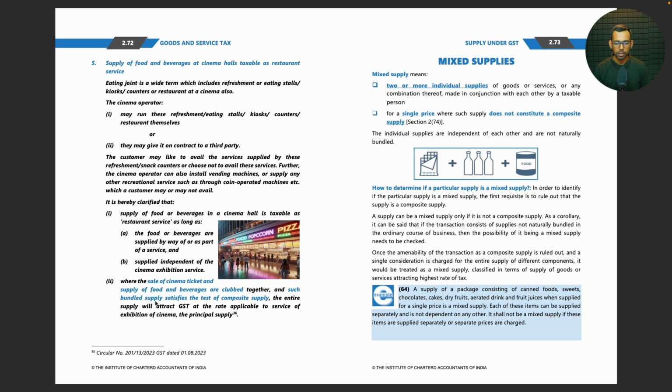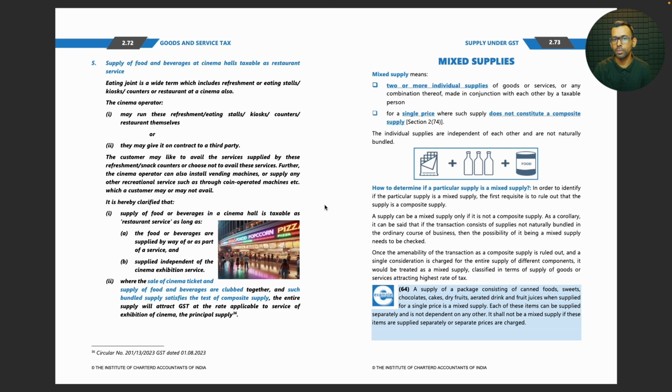And such bundled supply satisfies the test of composite supply. The entire supply will attract GST at the rate applicable to service of exhibition of cinema. So how we can understand this is, the next time you go to a cinema hall and you book a ticket, in that ticket there will be only one fare, cinema exhibition charges or admission charges or entry charges, they will charge 120, 140, and maybe for that there will be a separate GST.